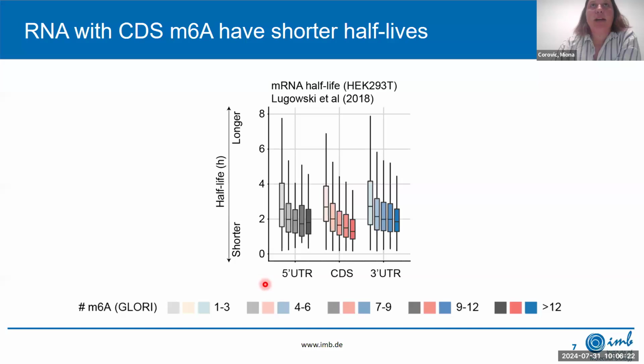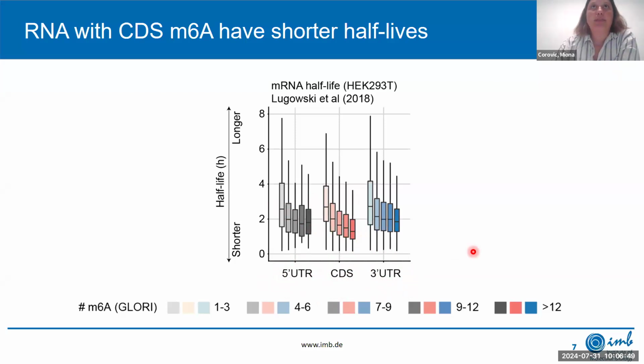And then we divided the transcripts by them having the m6A sites in either 5' untranslated region, coding region, or 3' untranslated region. And then inside of all of these three regions, we further stratify them by the number of m6A sites that you can see by the color shading.